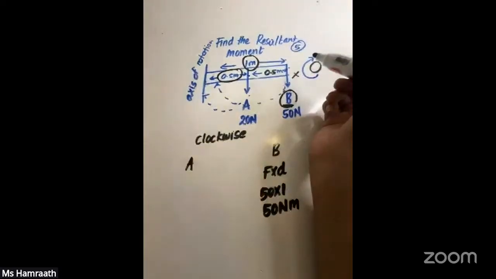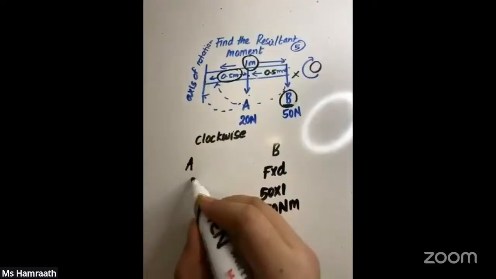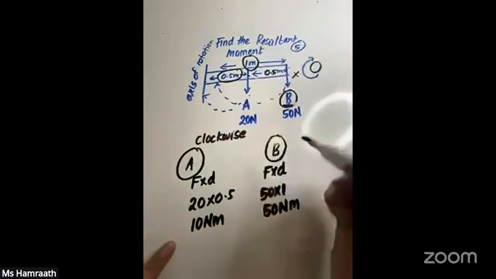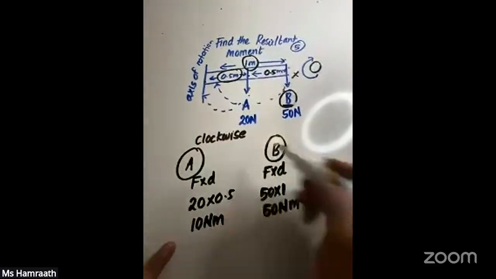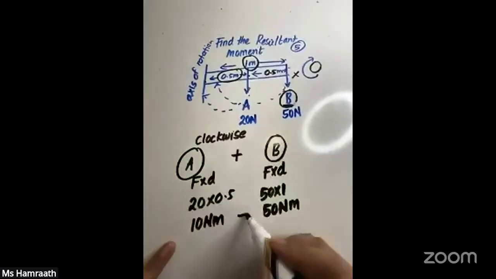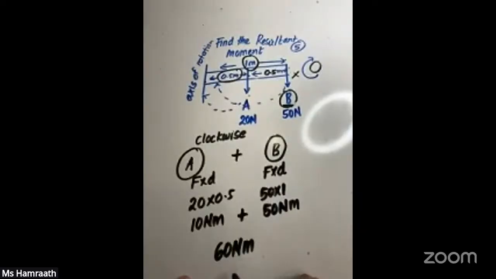So we can take F into D into 0.5. The answer is what? 10 Newton meter. So both of the A, both of the B are clockwise. What should I do? I have to add. So 10 Newton meter. What is my direction of the resultant moment? That is clockwise. So if you have got this answer as correct, that means you have understood the lesson.